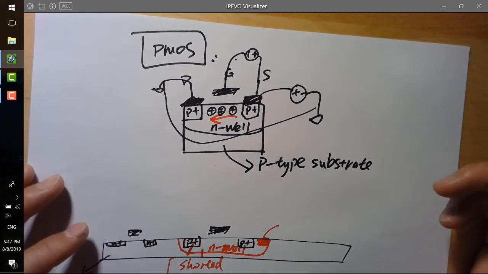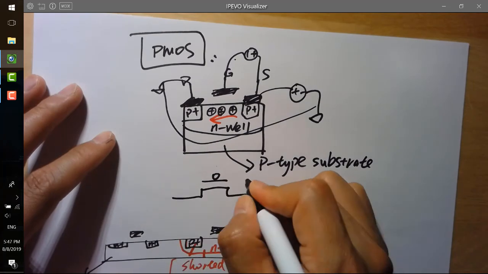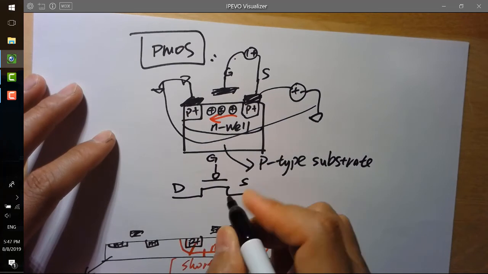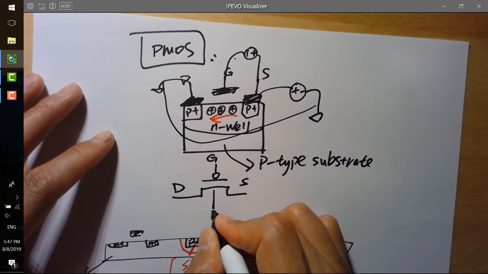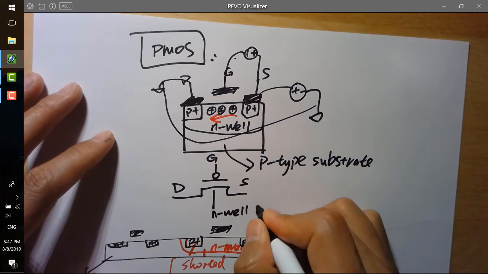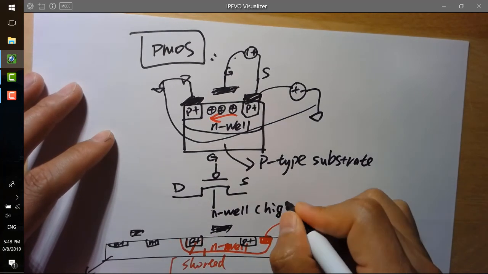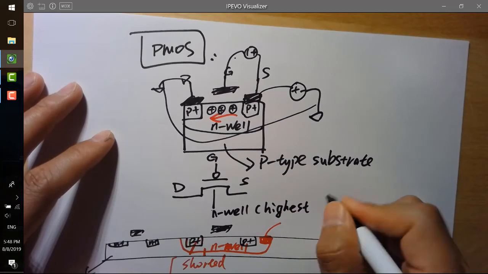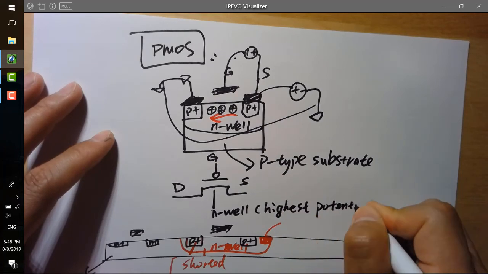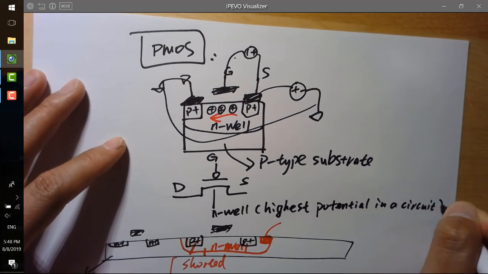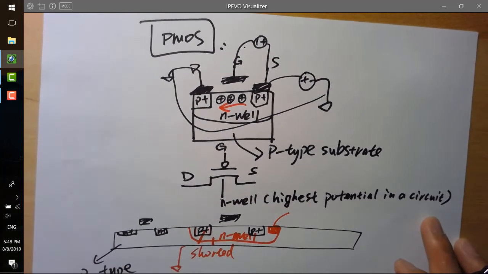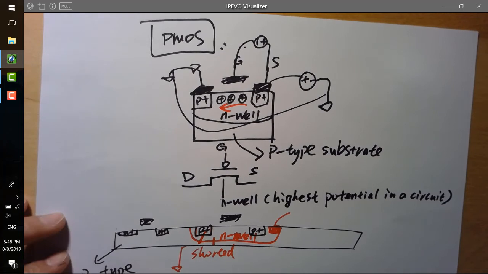And the symbol for the PMOS looks like this. And you have a source, you have a drain, you have a gate. And also you have a contact which is being connected to the N well, which is the highest potential in the circuit. All right. So now let's take a look at the IV curves for PMOS.